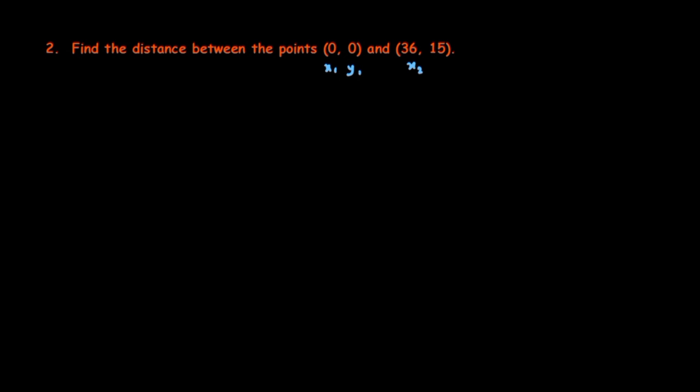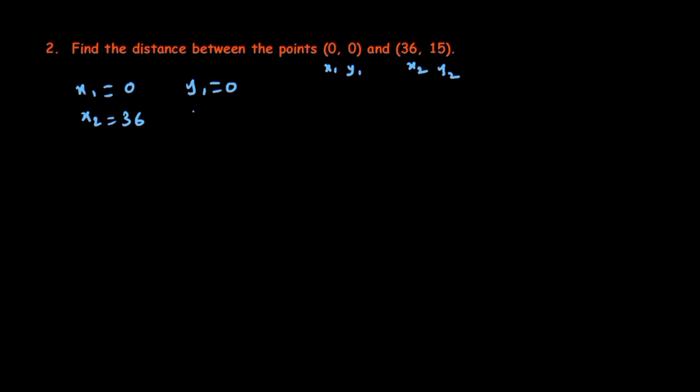So you can see the question here. Find the distance between the points 0, 0 and 36, 15. So my dears, you can take again here it is x1 y1, x2 y2, right? So tell me what is x1 now. x1 equal to 0, y1 equal to 0, x2 equal to 36 and y2 equal to 15.